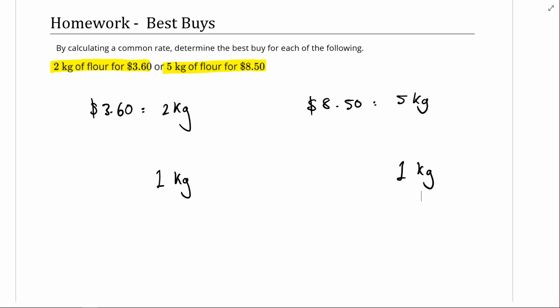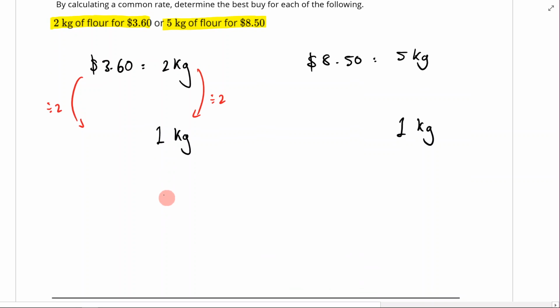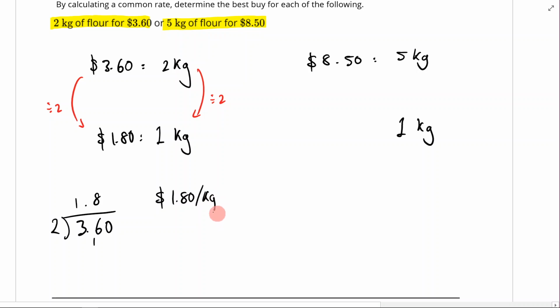To do that, let me grab my red. I'm going to have to divide this side by 2, like this. And that means you might have to do some little short division here. 360. How many times does 2 go into 3? It goes in 1 time with 1 left over. How many times does 2 go into 16? It goes in 8 times because 2 8s are 16. So it's going to be $1.80. So that means it's $1.80 a kilo.